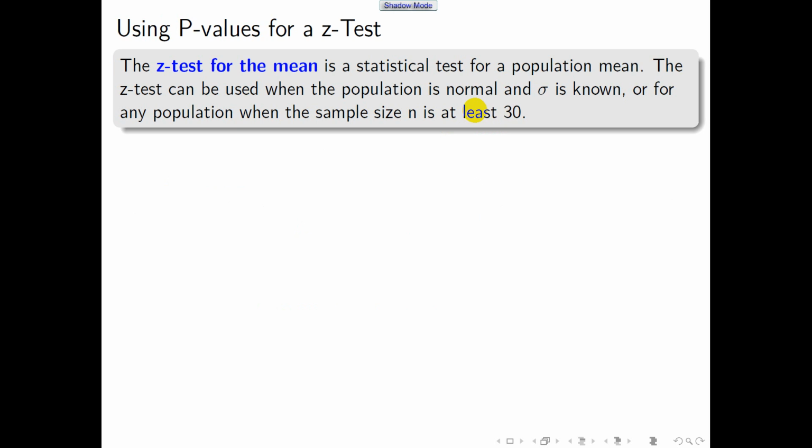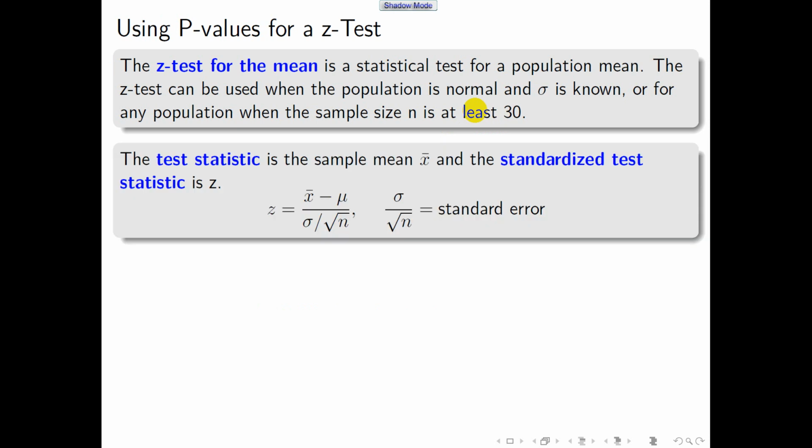So we are going to define the test statistic for the mean using this formula. Could you please write this down? The test statistic, when we test a hypothesis about a mean, is calculated by subtracting the population mean from the sample mean and dividing it by the standard deviation divided by the square root of n.